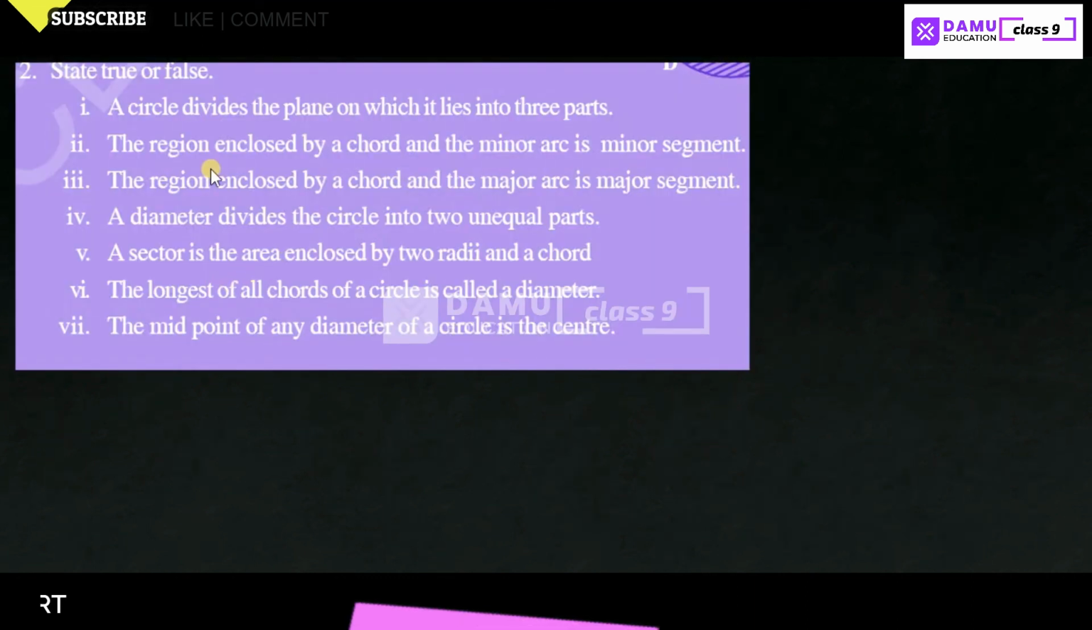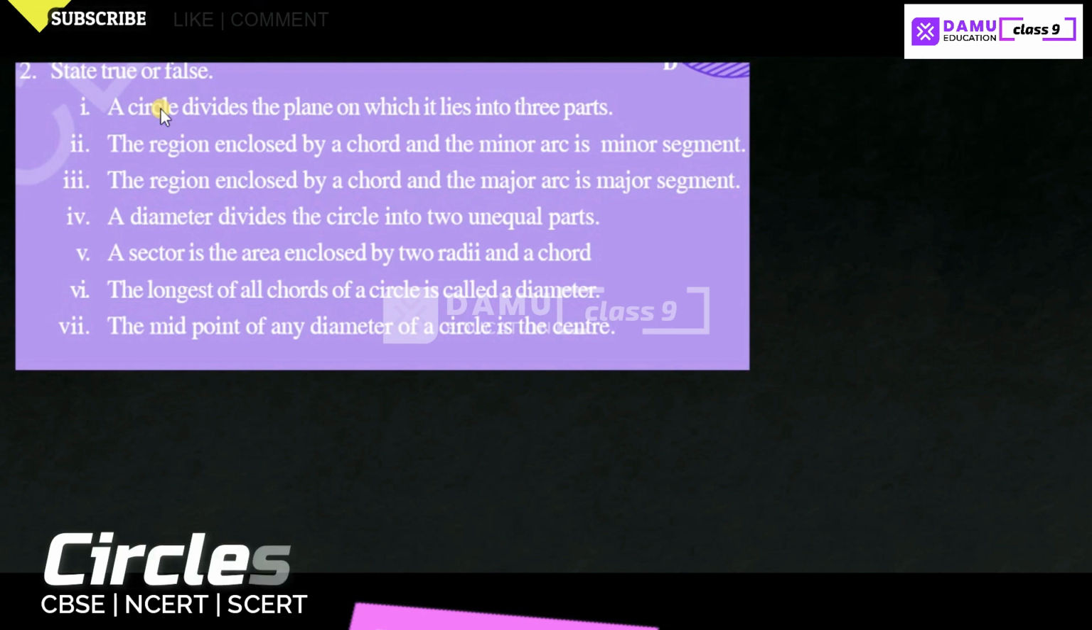Our second one is state true or false. They are asking us to state whether the given statements are true or false. So the first one: a circle divides the plane on which it lies into 3 parts.